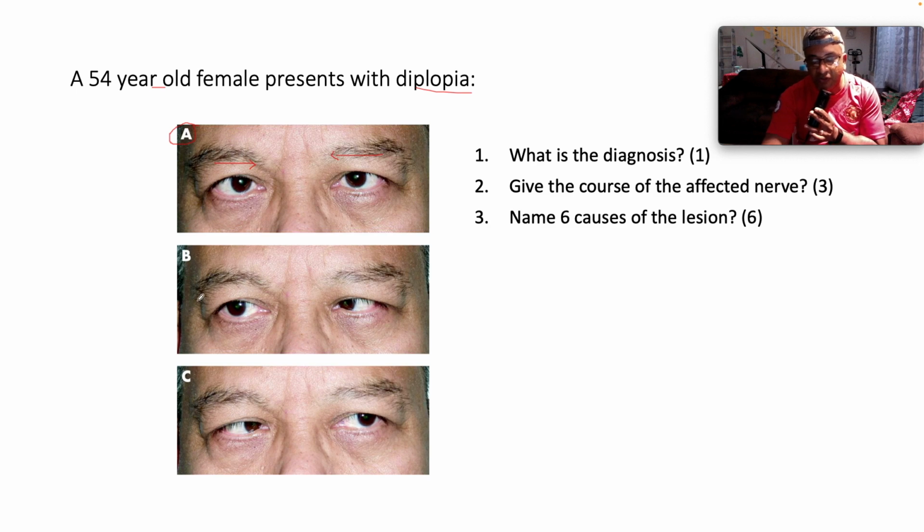Then when we ask her to look towards her right, we see that there's incomplete abduction of the right eye, but she can adduct the left eye, right? And when we ask her to look towards her left, we find that there's incomplete abduction on the left, but there's complete adduction on the right. Okay, so what is the diagnosis? That's the first question. Then we want the cause of the affected nerve for 3 marks, and name 6 causes of the lesion for 6 marks.